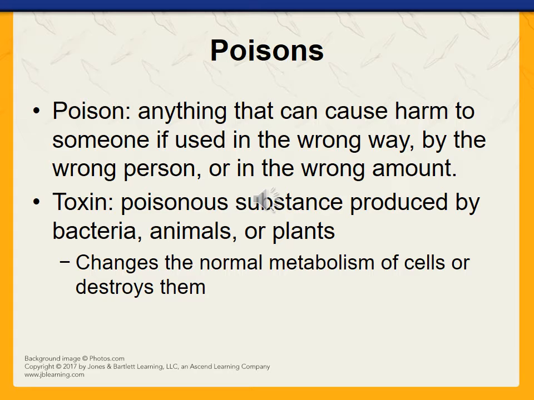Toxins, on the other hand, are usually by contact in some way, shape, or form. A poisonous substance is when you've come in contact with a poisonous substance produced by bacteria, animals, or plants. So the toxins can change the normal metabolism of cells and destroy them. So know the difference. A toxin is usually by contact with bacteria, animals, and plants. A poisonous substance comes in contact with an individual. And a poison is anything that can cause harm if used the wrong way, by the wrong person, or in the wrong amount.